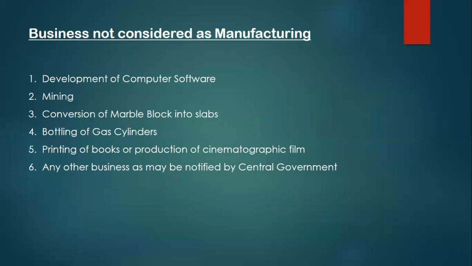We should also note that the following businesses are not manufacturing business for the purpose of section 115BAB. Those are development of computer software, mining, conversion of marble block into slabs, bottling of gas cylinders, printing of books or production of cinematographic film, any other business as may be notified by central government. So friends, we must be very careful and analyze the conditions before opting a particular tax rate for this assessment year.